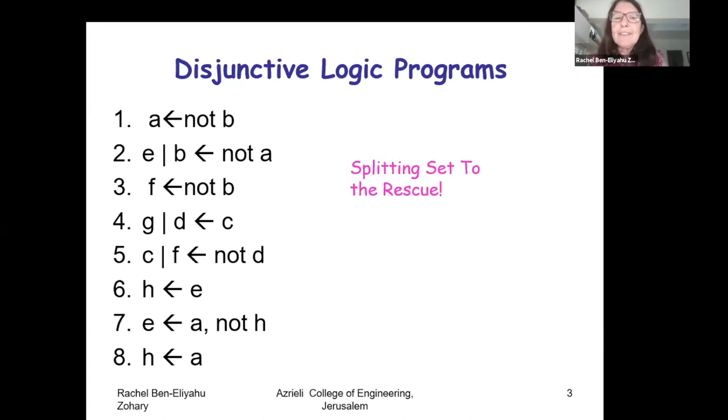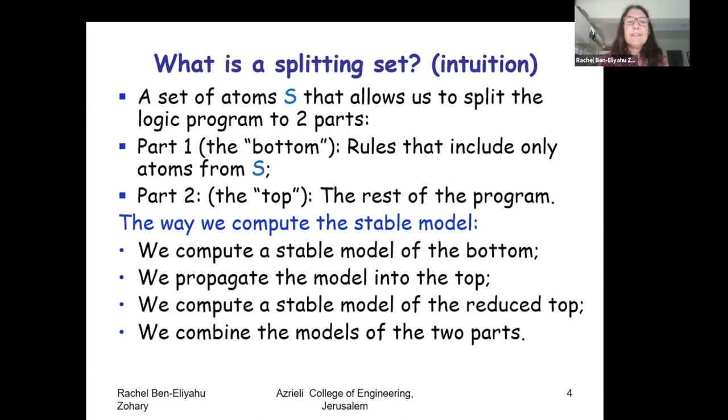What is the idea of a splitting set? A splitting set is a set of atoms that allows us to split the logic program into two parts. The first part is called the bottom, and it consists of rules where all the atoms in those rules in the bottom are from the splitting set. And the other part of the program is the top, which is the other rules.